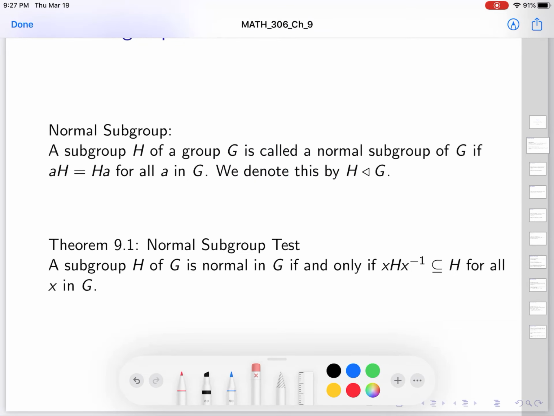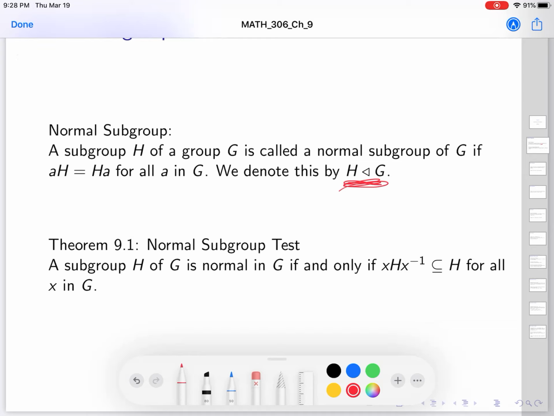A subgroup H of a group G is called a normal subgroup of G if aH equals Ha for all a in G. We denote this by H ⊴ G. This little triangle here is read as normal subgroup.